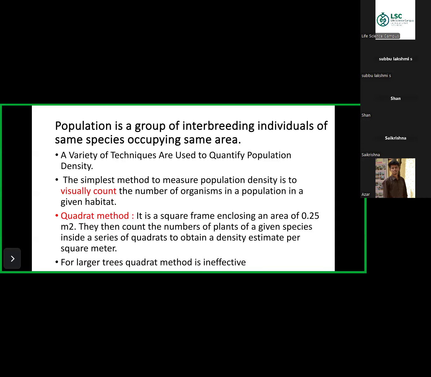So the simplest method is to measure population density by visually counting the number of organisms. We can just visually count the number of organisms present in that habitat. It is the simplest method to measure population density. Then second method is quadrat method. So a quadrat is a square frame.